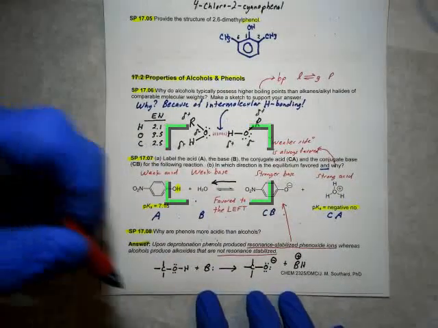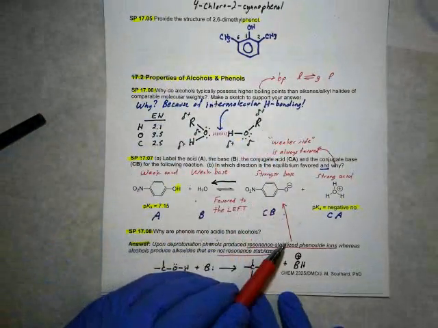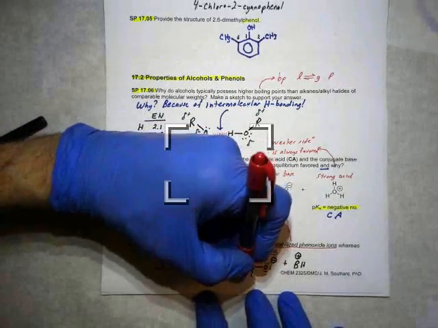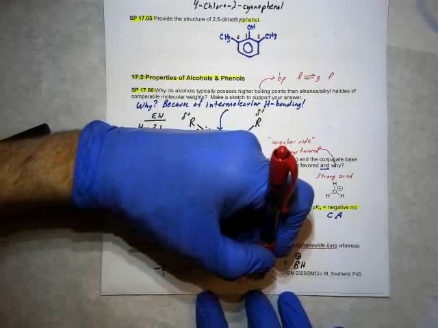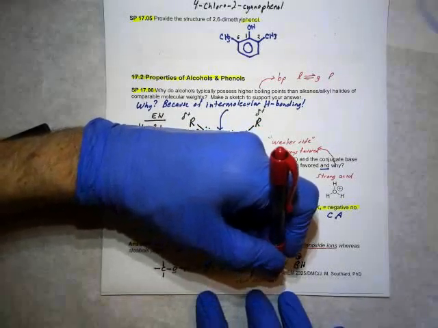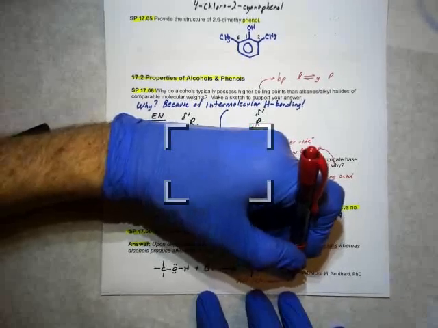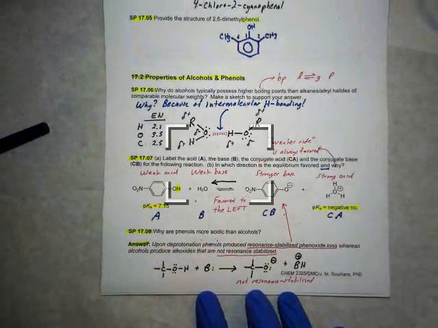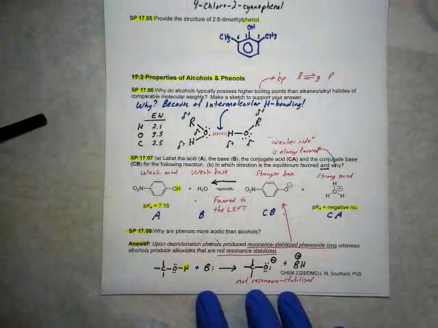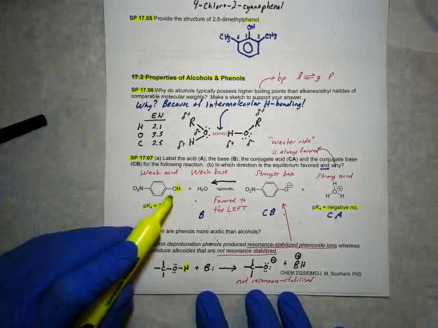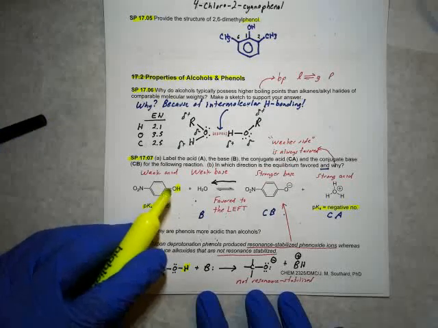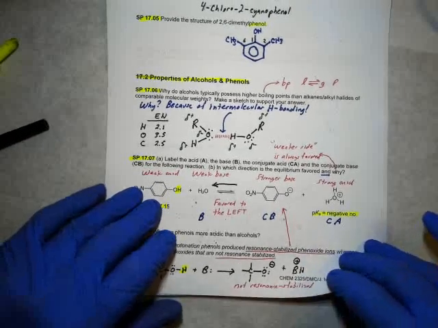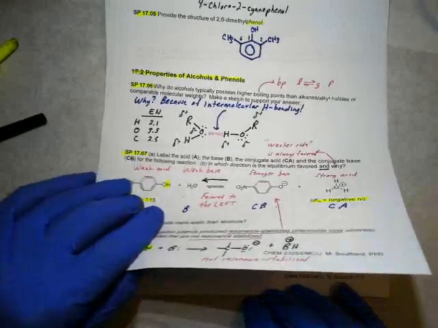What's the big difference? Folks, unlike the resonance stabilized phenoxide ion, this is what? Not resonance stabilized. And therefore, it's much more difficult to remove this proton from an alcohol than it would be to remove the proton from a phenol. Let's move over to page 89. I'm about to finish up this section.